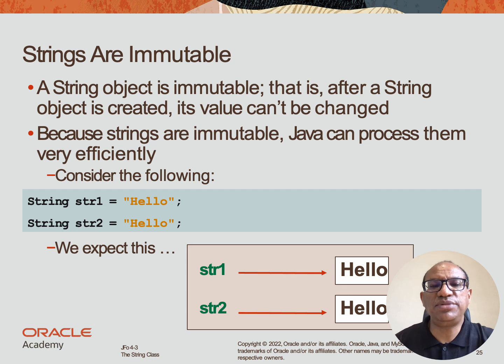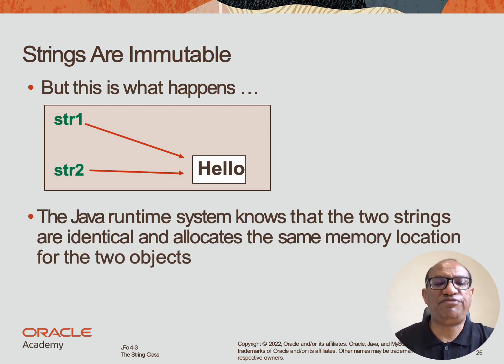If you assign the same literal to two variables, Java will optimize and point them both to the same memory. This is more efficient. Java avoids creating duplicate objects for identical strings. Less memory, faster execution.